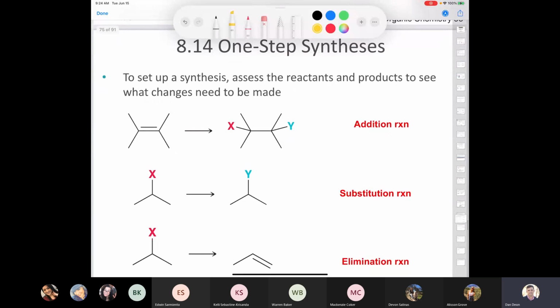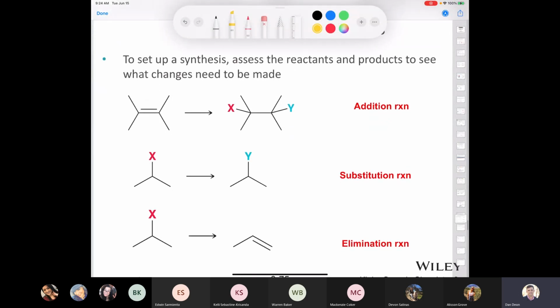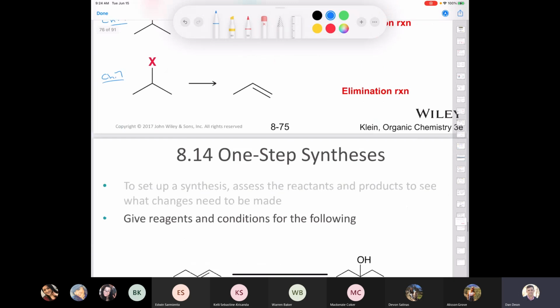In terms of one-step syntheses, one-step synthesis is really just a sassy way of saying, just all the reactions that we learned, right? For example, in Chapter 8, all we really talked about were addition reactions. But I want you to keep in mind that in Chapter 7, we spent a lot of time talking about SN1 and SN2 reactions, which are substitution reactions. And we also spent a lot of time talking about elimination reactions, both E1 and E2. So when we're practicing synthesis problems in Chapter 8, you're going to find that the reactions from Chapter 7 are going to come up almost as much as the reactions from Chapter 8.